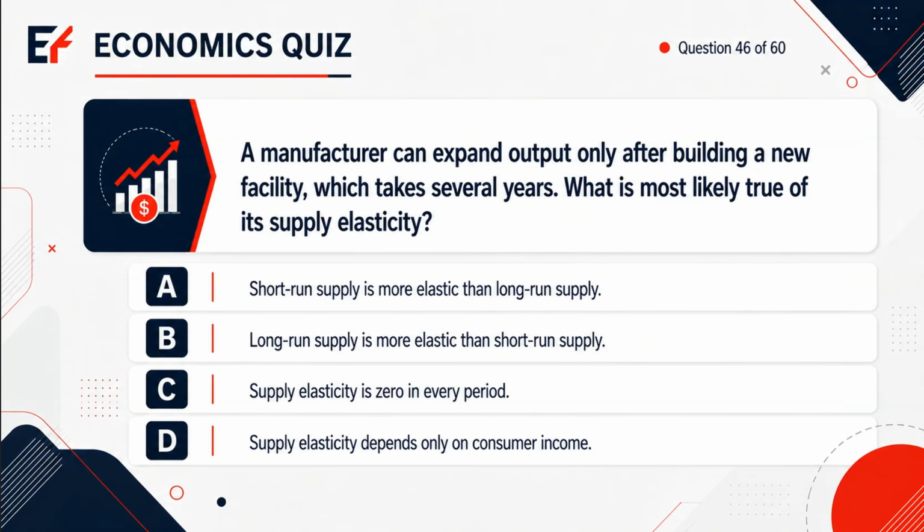C. Supply elasticity is 0 in every period. D. Supply elasticity depends only on consumer income. The correct answer is B.